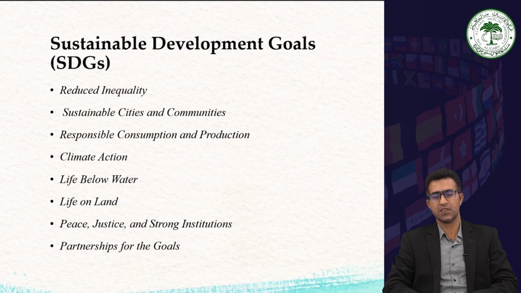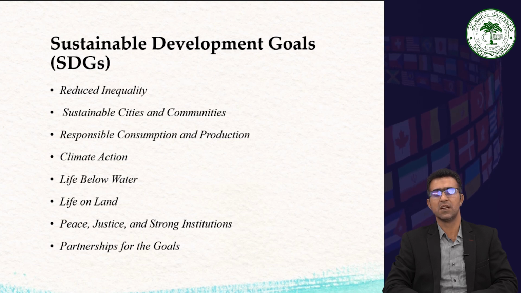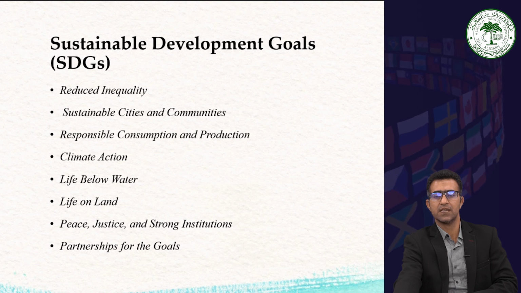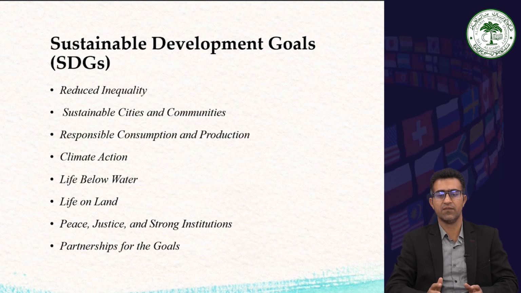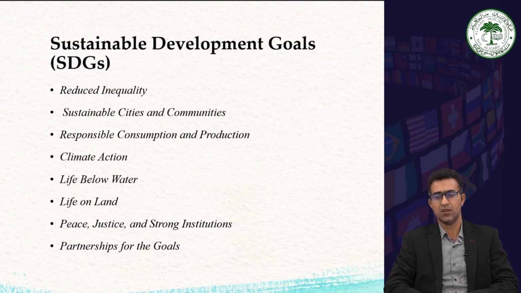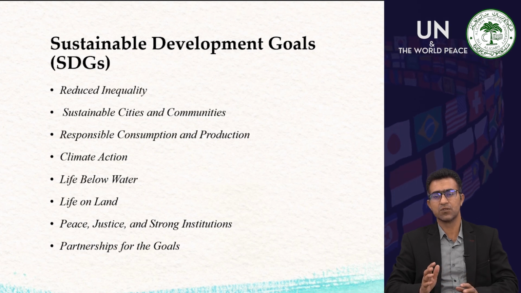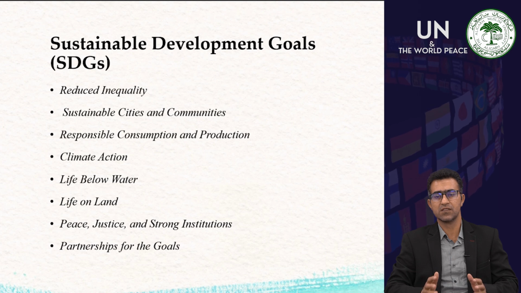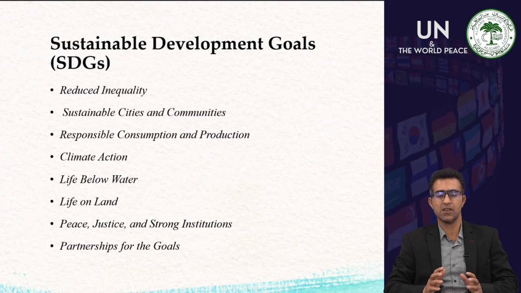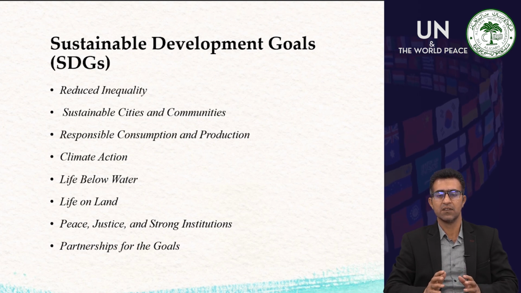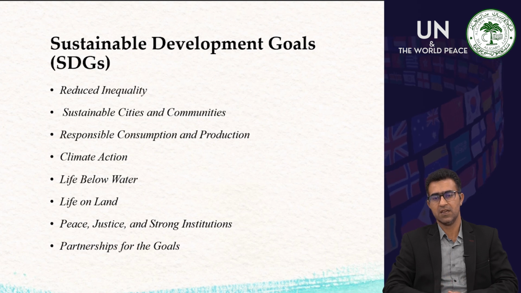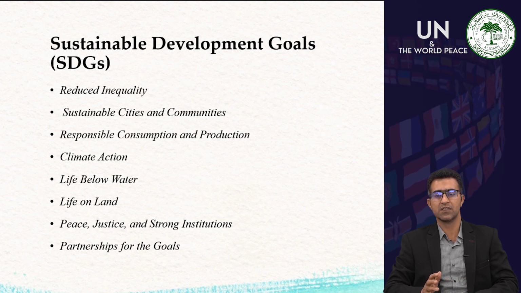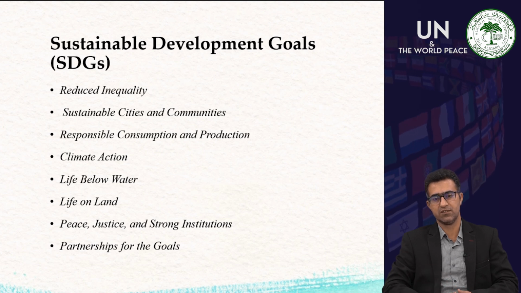The 11th objective is sustainable cities and communities. Means make cities and human settlements inclusive, safe, and sustainable. So the target is to ensure access to adequate, safe and affordable housing and basic services, making cities inclusive, safe, resilient and sustainable, strengthening efforts to protect and safeguard the world's cultural and natural heritage.